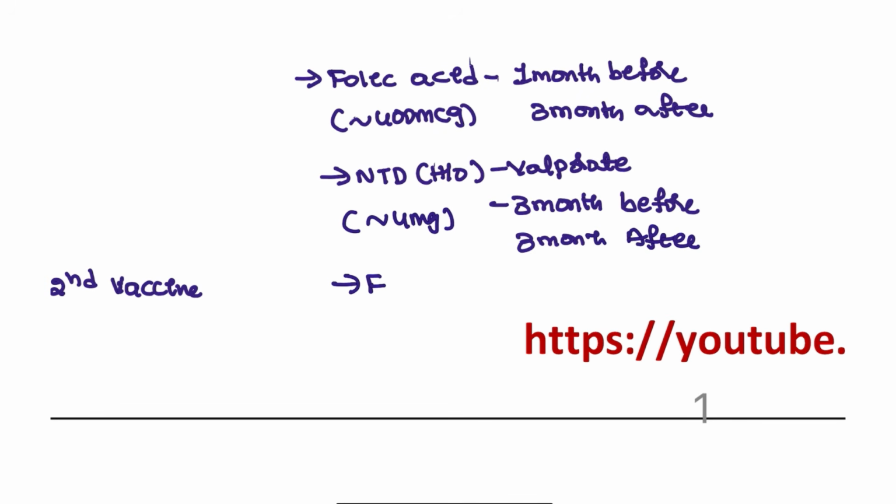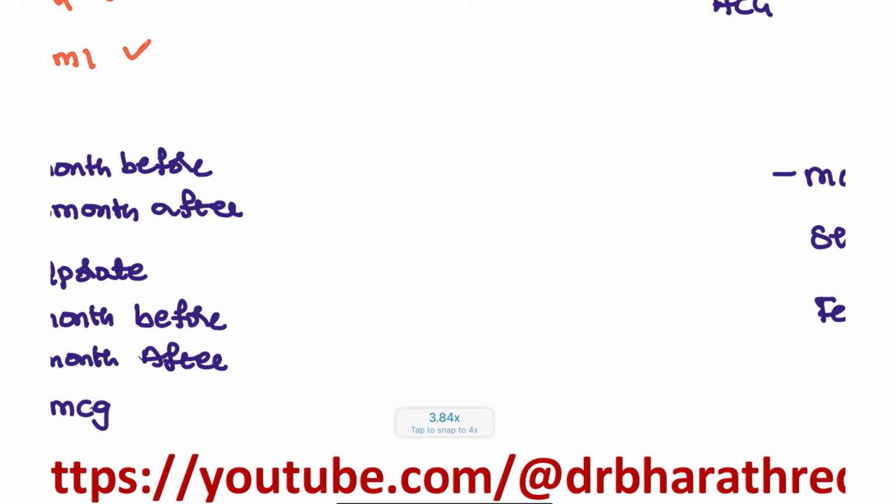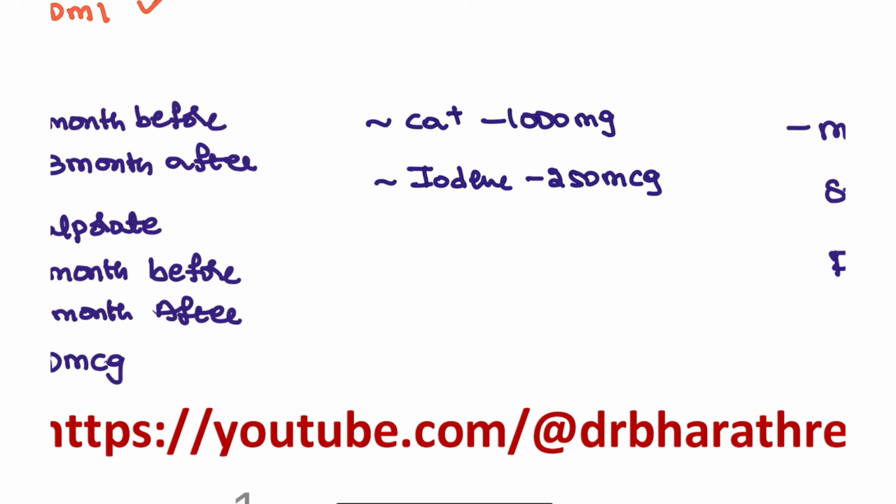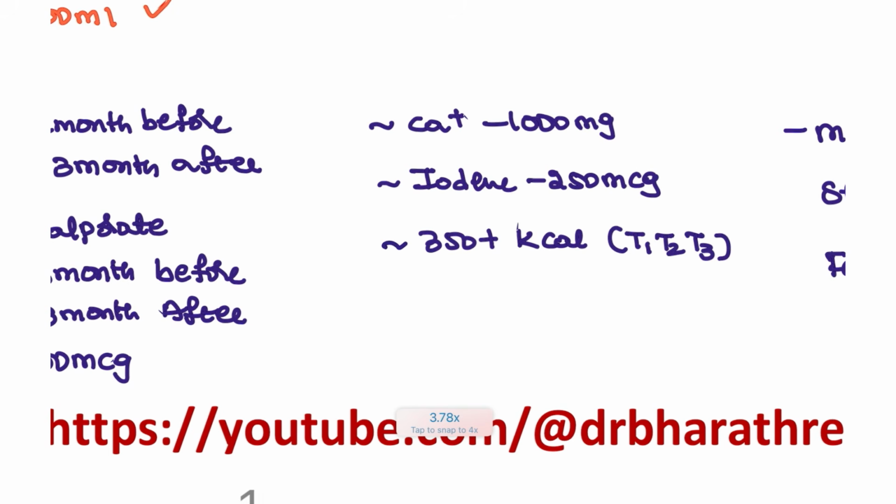And for a patient with folic acid deficiency, we have to give 500 micrograms. Sickle cell anemia patients, 5 mg has to be given. So this is the folic acid supplementation. Next, coming to calcium, we have to give 1000 micrograms, and iodine is 250 micrograms. These 250 micrograms we have to give for this patient. And for the calories, at least 350 kilocalories in all the trimesters T1, T2, T3. Average 350 kilocalories that we have to increase for this patient.